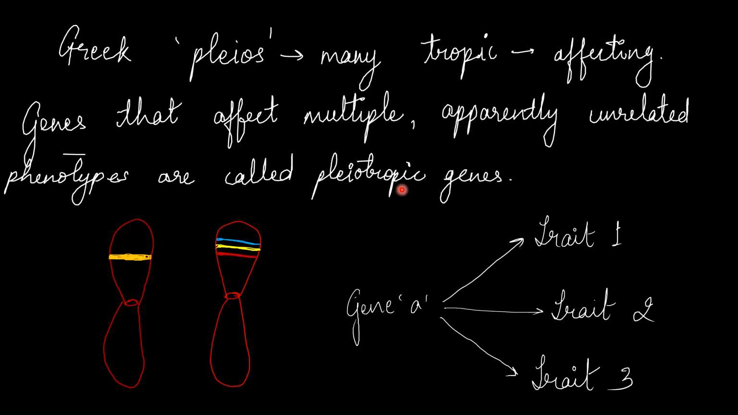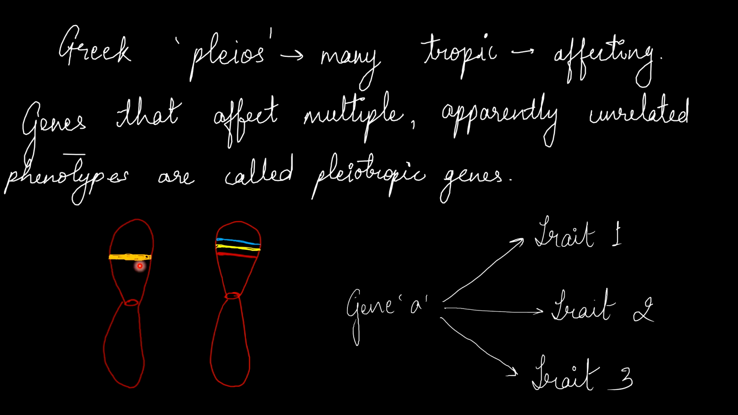Like if you're looking at, say, a single gene which is responsible for colored flower, colored seed coat, and pigmented axil. All of these traits phenotypically are different, they are unrelated. But yet, if the gene A gets affected, all these three unrelated phenotypes will also get affected.